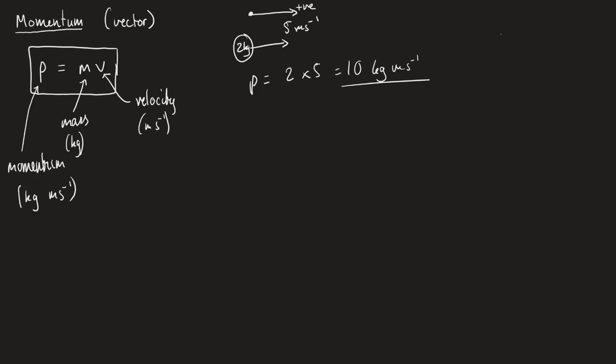If I were to then take the same example and say that this 2 kilogram mass is actually traveling in this direction with 5 meters per second, if I define this direction to be the positive, then the momentum is going to be negative 10 kilograms meters per second, because the velocity is technically minus 5 because it's going in the negative direction this way. Okay, so this equation should be fairly straightforward.